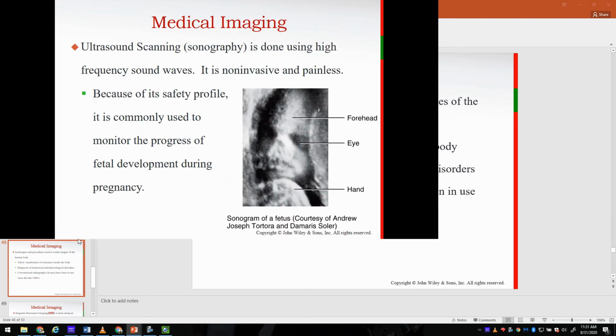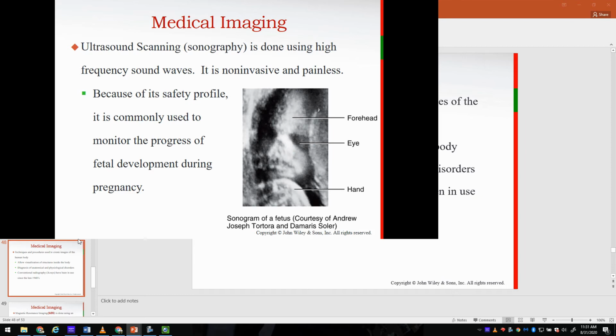Ultrasound scanning, this is something new that they're able to show 3D images now in ultrasound. This is done with high-frequency sound waves. It is non-invasive and painless. They'll squirt a little bit of gel on you, and they'll emit the high-frequency sound waves into your body, and the tissue inside the body will cause those sound waves to bounce back depending on how dense they are and the shape that they are in. So it's kind of like sonar, but for your body.